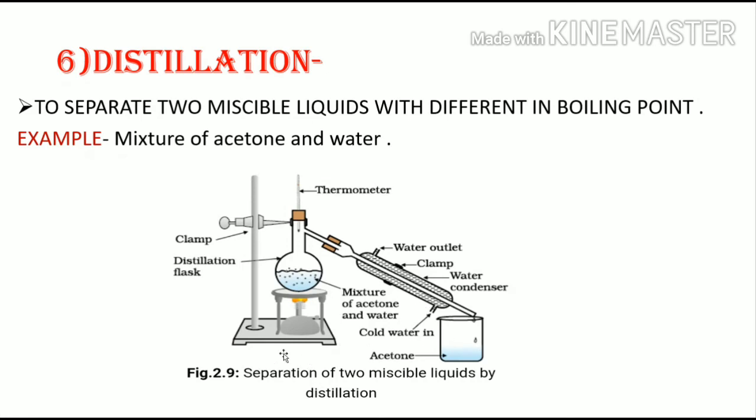See here the diagram. We have taken a distillation flask, and in the distillation flask we have taken a mixture of acetone and water, and this distillation flask is connected with a delivery tube. Here at the top of this flask we have fitted a thermometer, because this thermometer helps to measure the temperature of this solution or mixture. And to this delivery tube a water condenser is fitted. This water condenser helps to condense the gas into the liquid state.